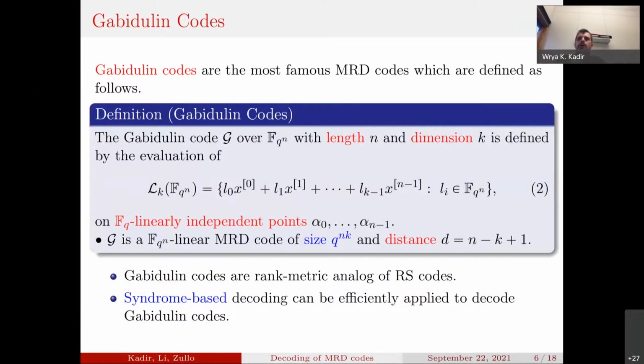Gabidulin codes are a kind of rank metric analog of Reed-Solomon codes. And syndrome-based decoding, which was proposed by Gabidulin, can be efficiently applied to decode Gabidulin codes.